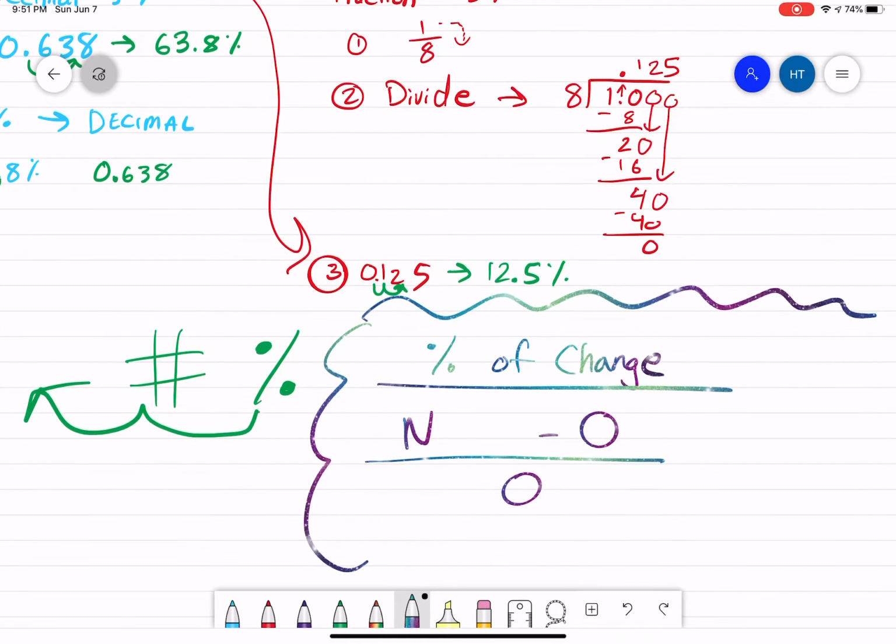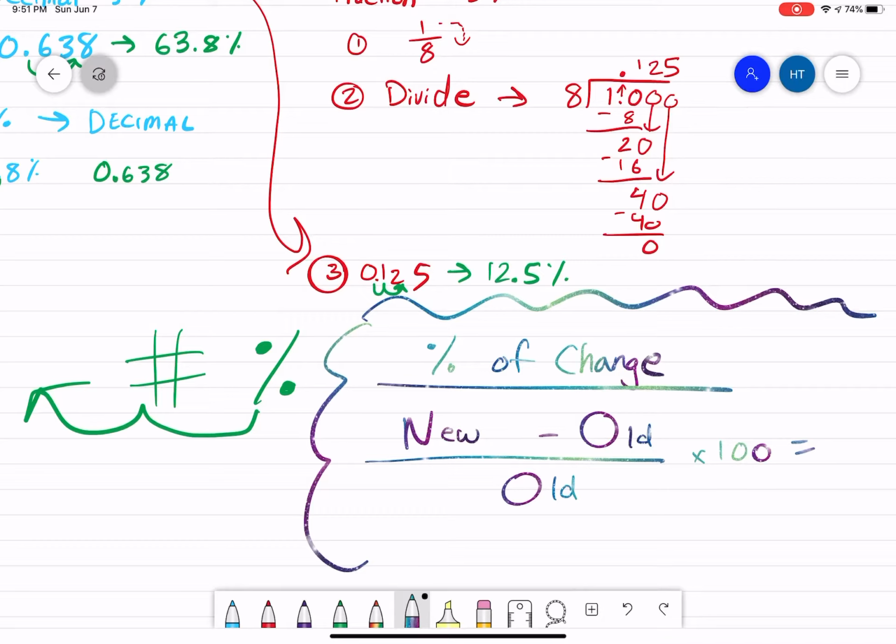No. Do you kind of see the N and the O and the O and the N? Well, this gives us our new minus old divided by old. Then we multiply by 100. And there's our entire formula, because once we use that formula, we'll be able to solve for percent of change, whether it's an increase or a decrease.